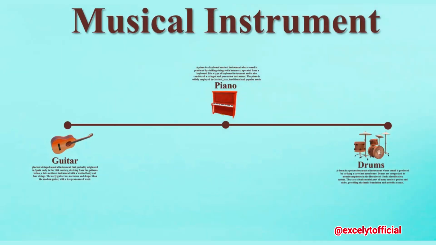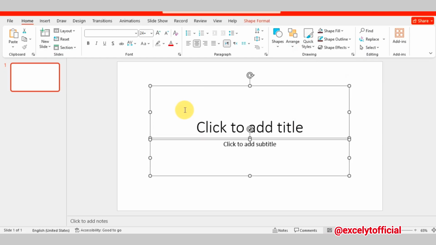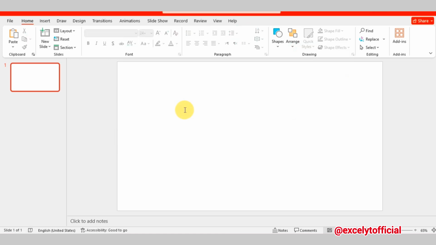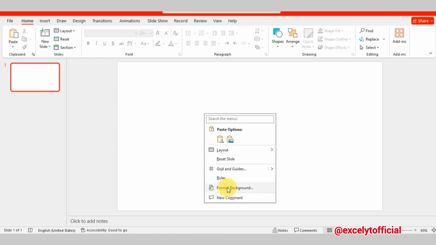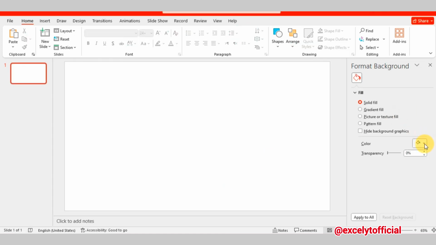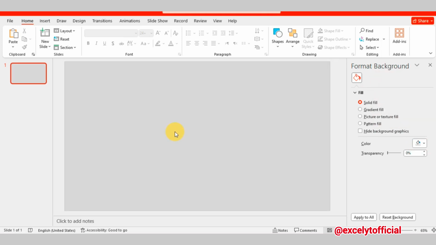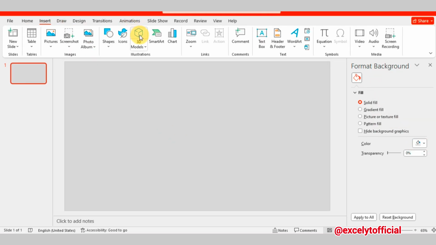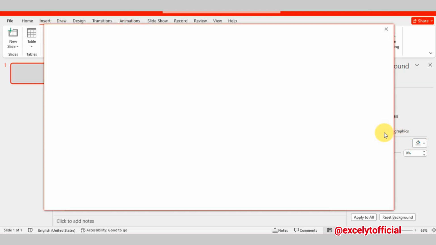Let's get started. First of all, we will select all text by pressing Ctrl plus A. Then press Delete. Now right-click, and go to Format Background. Select a background color, then navigate to the Insert section and click on 3D Models, to choose your desired 3D image.